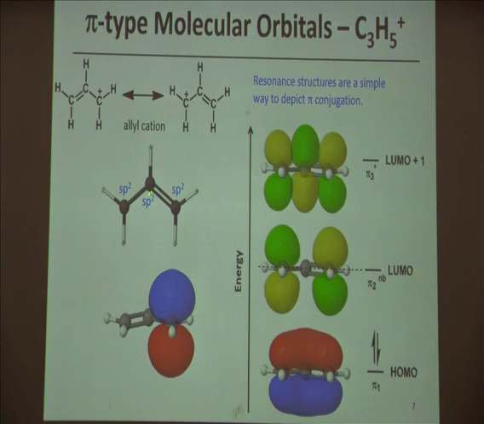Unsurprisingly, all of these carbon atoms are sp2 hybrids. They are all trigonal planar, and they all have one of those p orbitals that are used in that pi system.